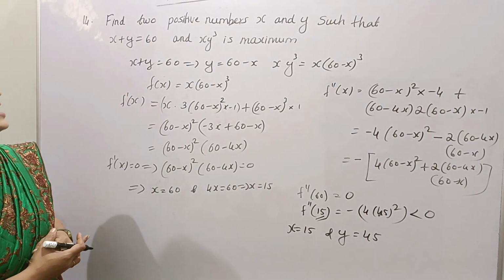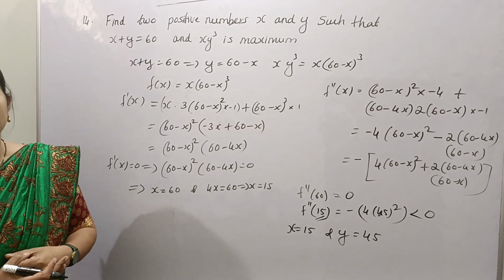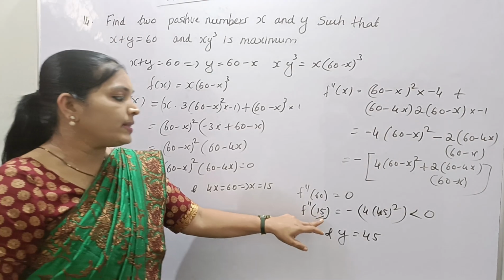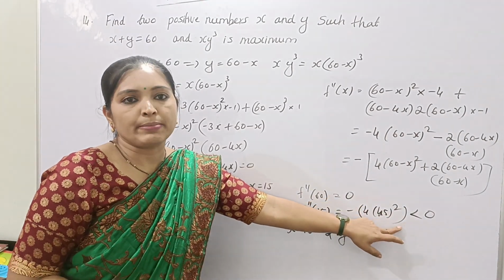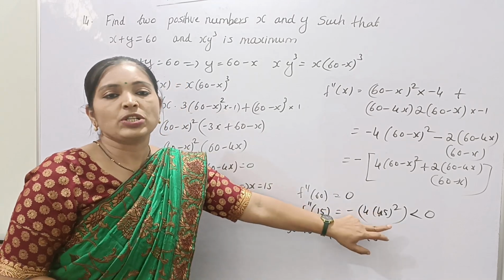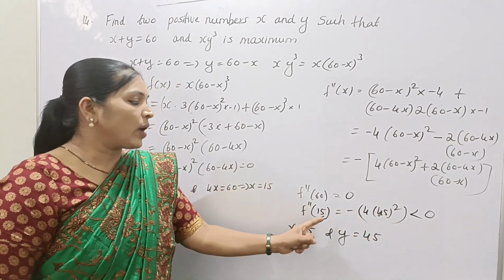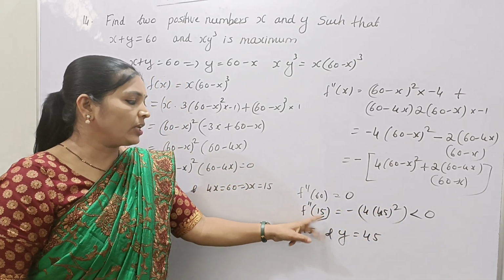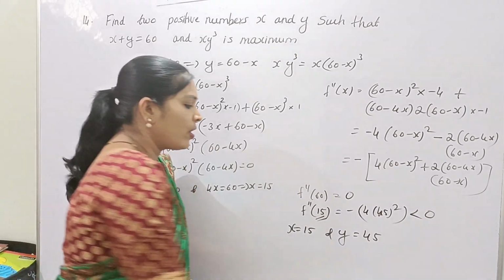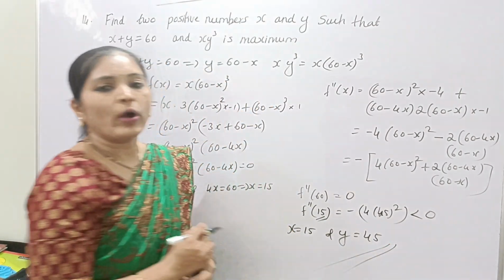But here we are asked to find only two positive numbers, x and y. At this point the function attains its maximum. Therefore, x is equal to 15 and y is equal to 45. So 15 and 45 are the required numbers.